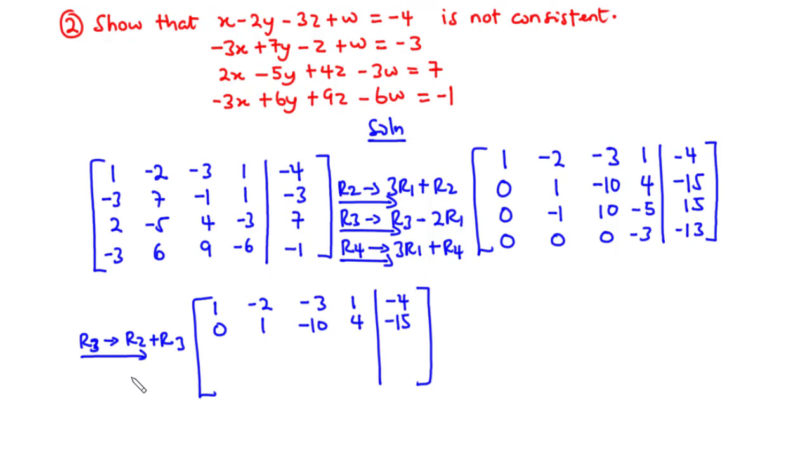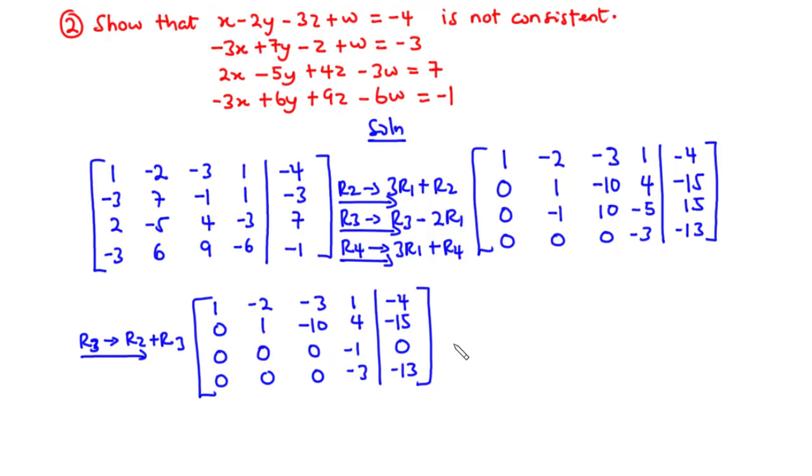Now to row 3, let's perform the operation. So 0 plus 0 is 0. 1 plus negative 1 is 0. Negative 10 plus 10 is also 0. 4 plus negative 5 is 4 minus 5, that is negative 1. Negative 15 plus 15 is 0. And then we have 0, 0, 0, negative 3, negative 13.